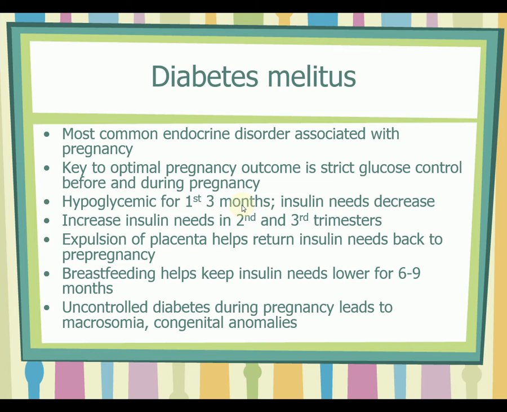Then when she gets in that second to third trimester, this is when the placenta starts producing insulinase hormones that are going to block mom's insulin from using the sugars so that the baby gets more sugar. So during the second and the third trimester, her needs for insulin are going to increase. So we have to keep a really tight control on that.